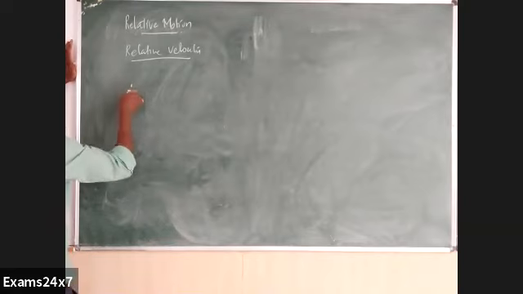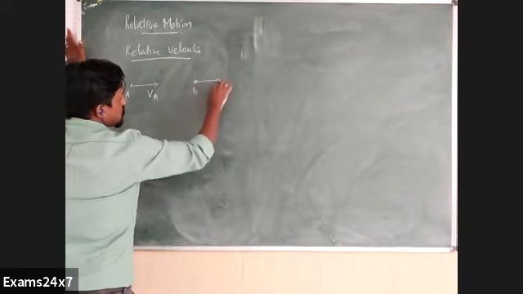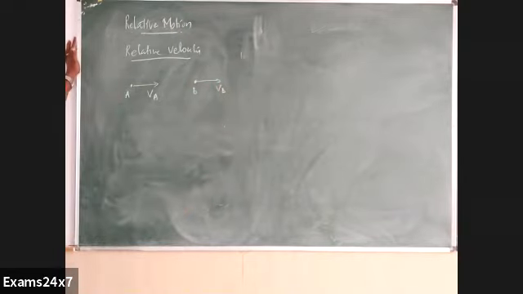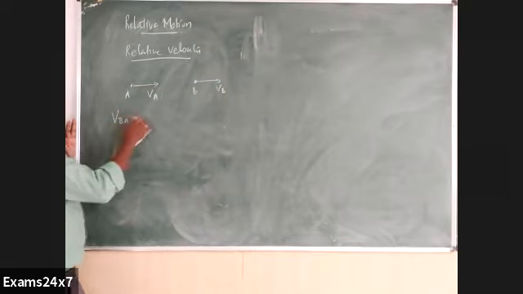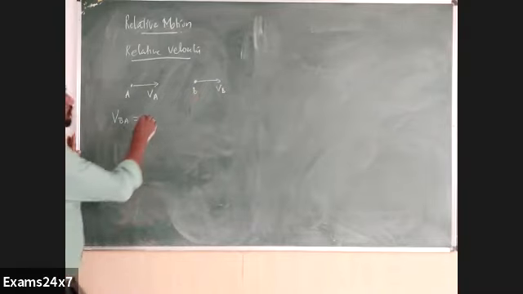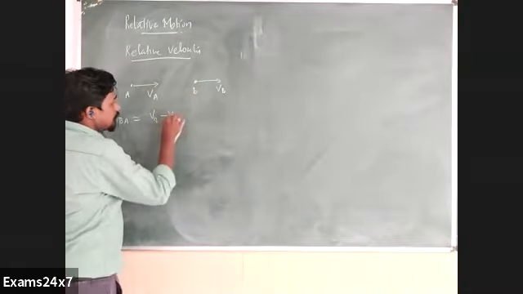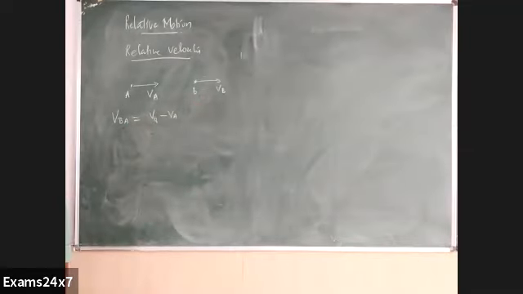For example, an object A is moving with a velocity VA. Another object B is moving with velocity VB. Now, the relative velocity of B with respect to A. I'm finding the velocity of B with respect to A. That means the relative velocity of B, the velocity of B with respect to A, is VB minus VA. Velocity of B minus velocity of A.